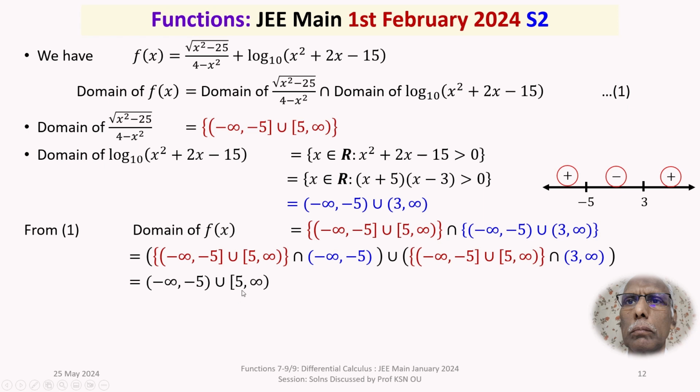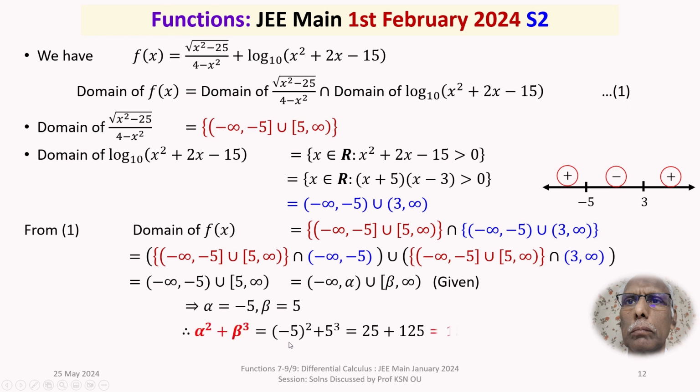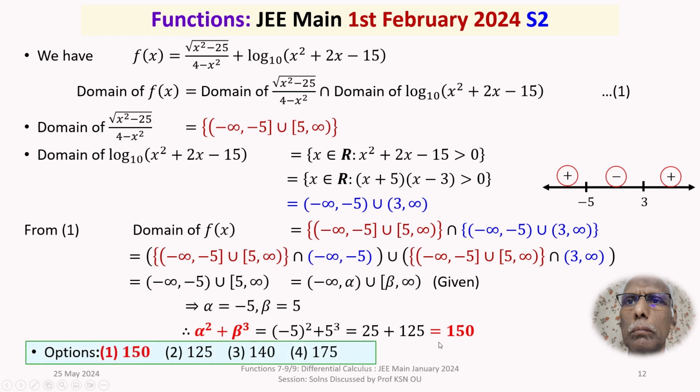But the domain of f(x) is given to be minus infinity to alpha, open interval, union semi-closed interval beta to infinity, closed at beta. Comparing, you will get alpha equal to minus 5 and beta equal to 5. Now we want alpha square plus beta cube. Computing minus 5 square plus 5 cube, that is 25 plus 125, which equals 150. Let's look at our options. Our answer 150 appears against option 1. Therefore, the answer to this question is option 1.